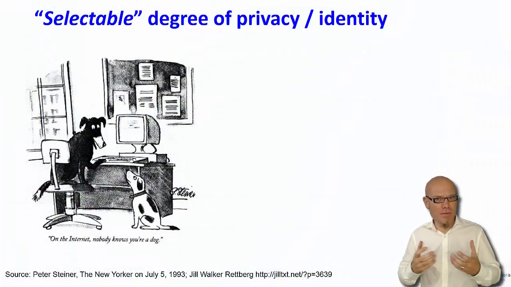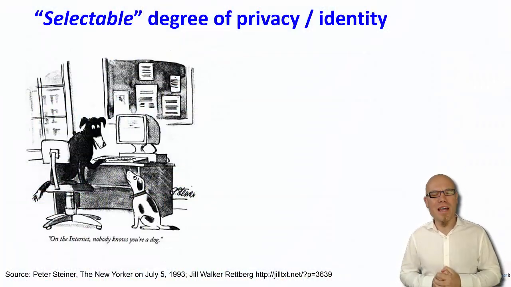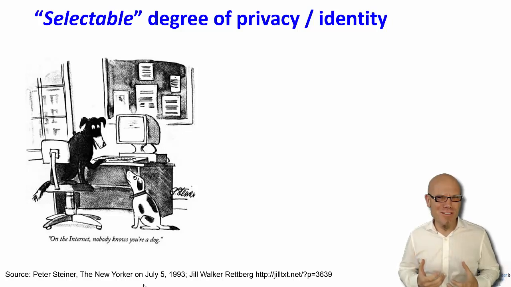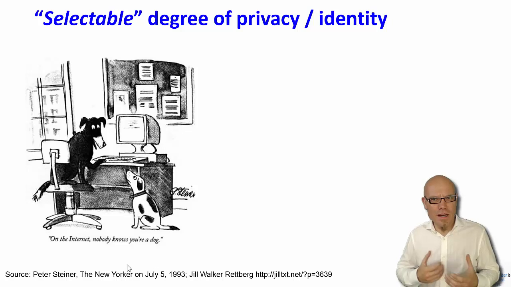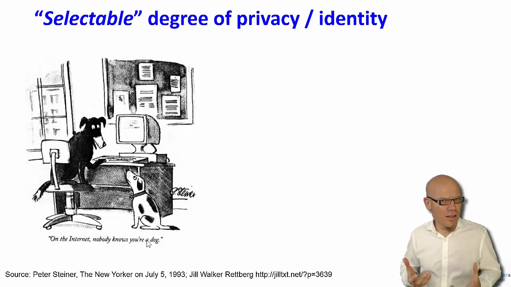For example, in the first years of the World Wide Web, the most famous cartoon on the internet was this cartoon by The New Yorker, where the dog says, "Well, on the internet, nobody knows you're a dog." There was complete anonymity on the internet.